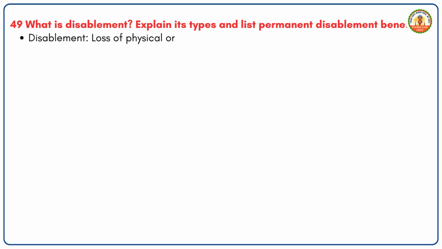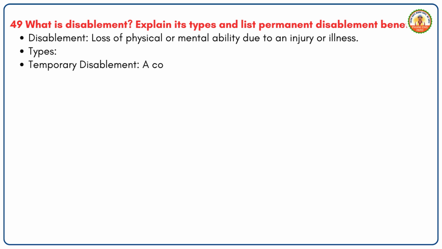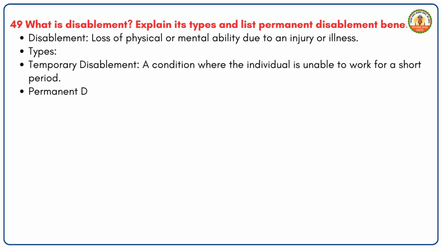Disablement, loss of physical or mental ability due to an injury or illness. Types: temporary disablement, a condition where the individual is unable to work for a short period. Permanent disablement, long-term or permanent loss of ability.